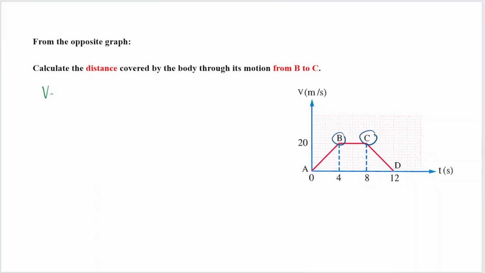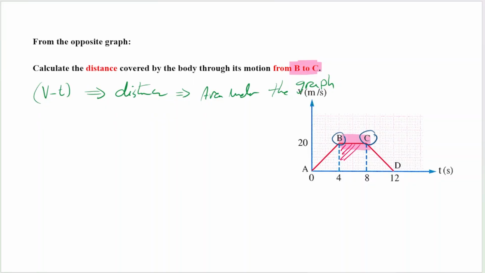I told you before, if you have a velocity-time graph and you were asked to find the distance, you will not find the slope, you will find the area under the graph. But as you can see, not the whole graph, because this question is interested in the interval from B to C only, this one. So the area under this graph is the area of this shape, which is the area of a rectangle. So distance is equal to the area of this rectangle, which is equal to length times width.